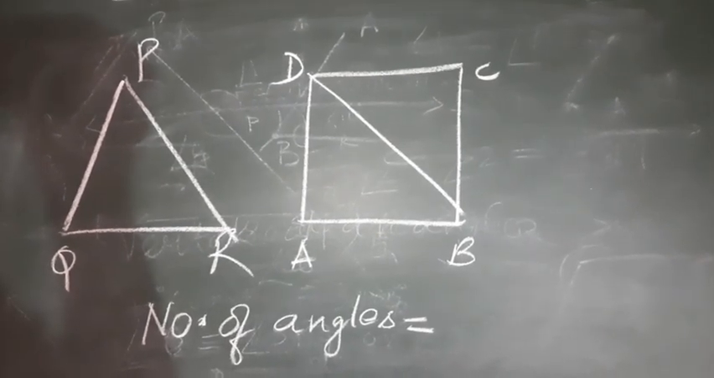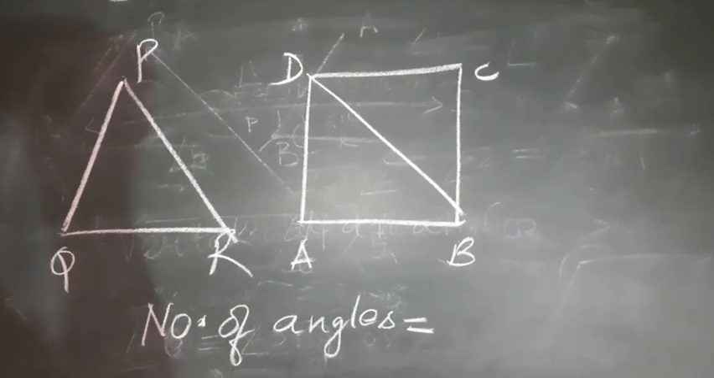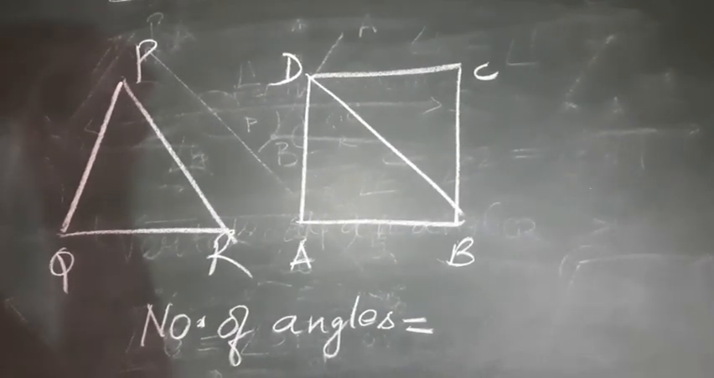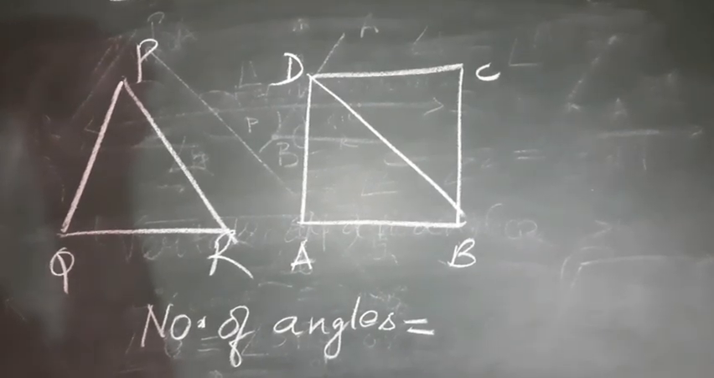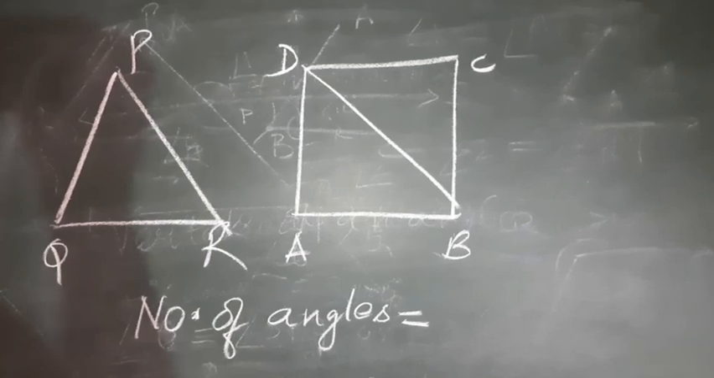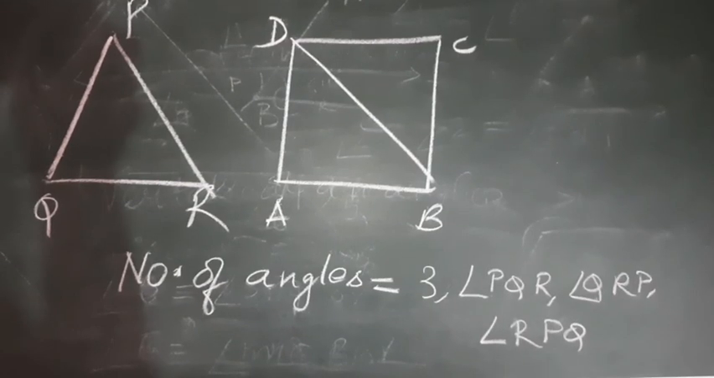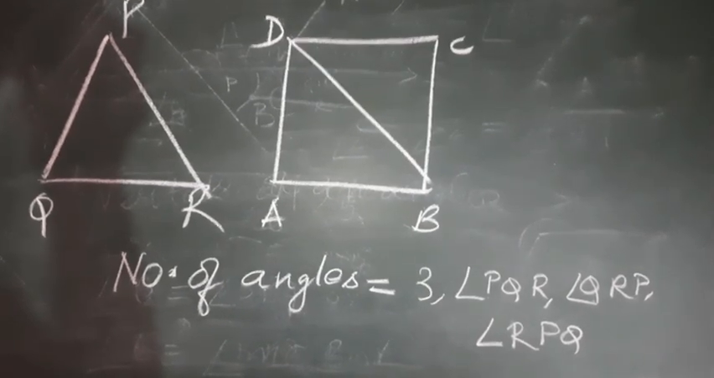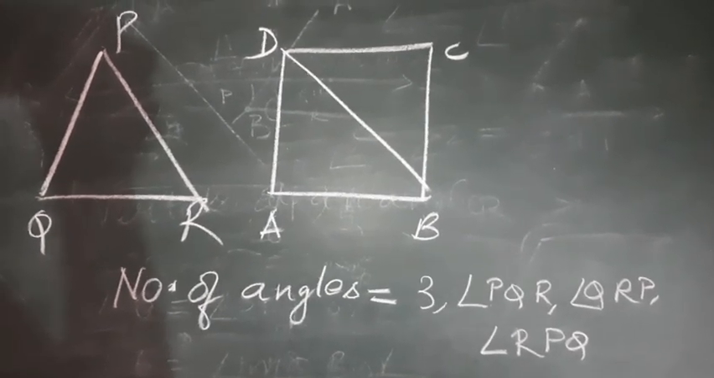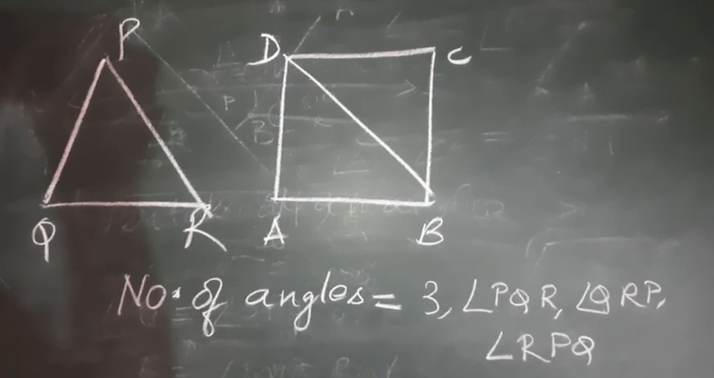The names of the angles are angle QPR, where P is the vertex, angle QRP, where R is the vertex, and angle RQP, where Q is the vertex. So I am naming all the angles. Kindly pay attention, students. So students, I have named all the angles in the given triangle. Now let's move on to the second image. How many angles are there in the second image? You have to tell me.